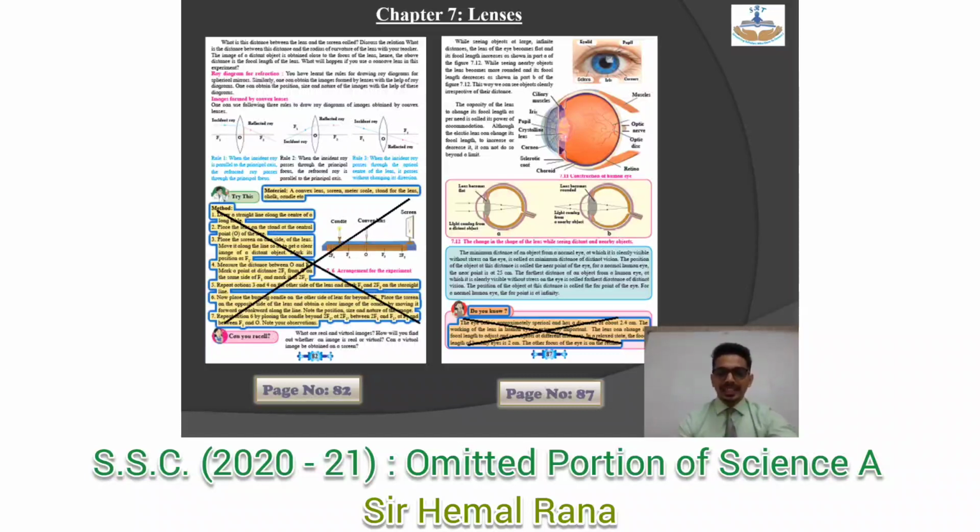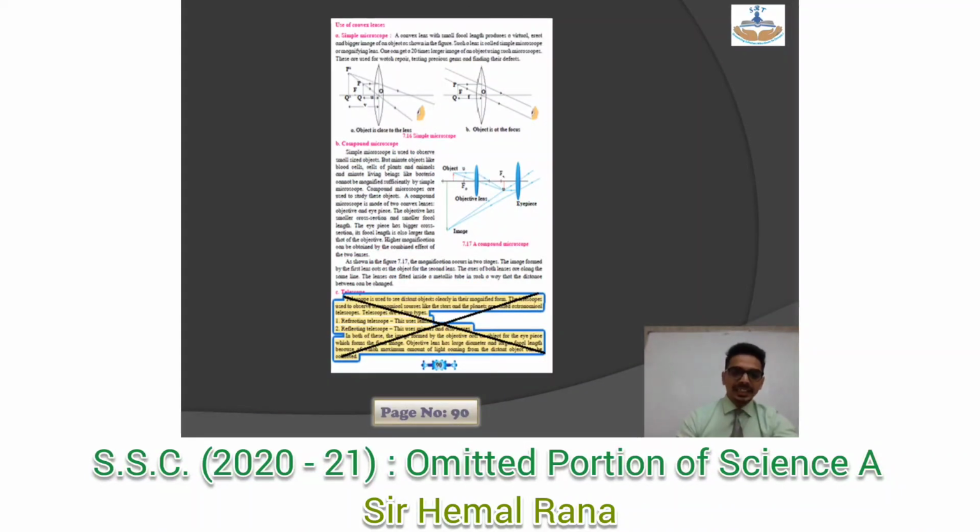Then on page 87, we do not have do you know. So this part has been omitted. On page 90, students, we do not have the last paragraph of telescope. So this entire paragraph has been removed.